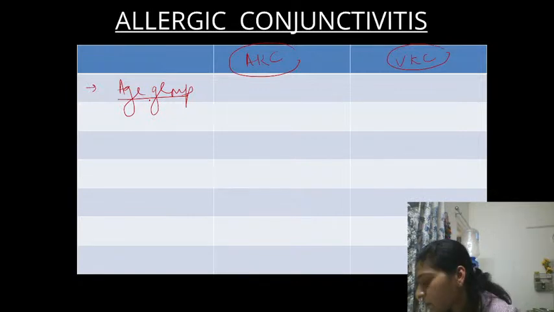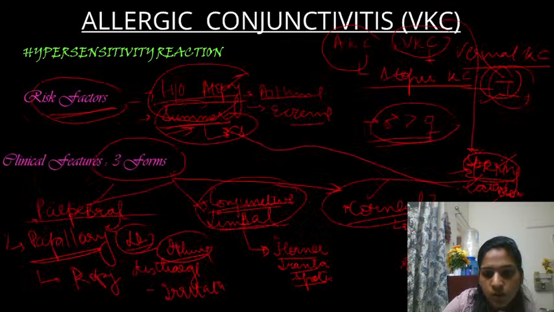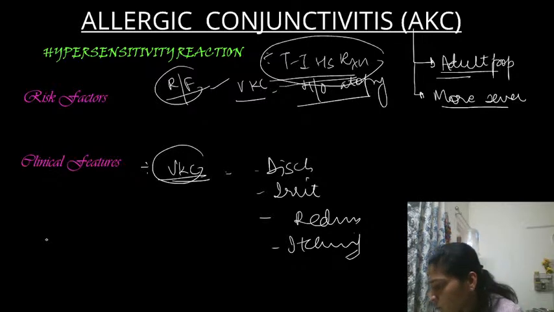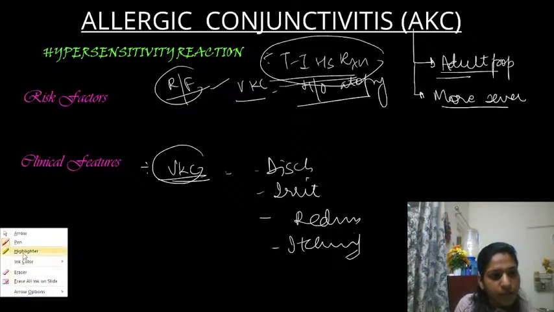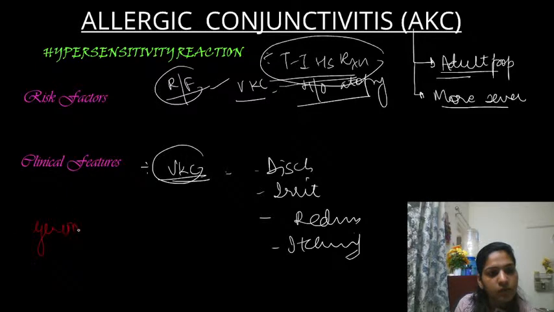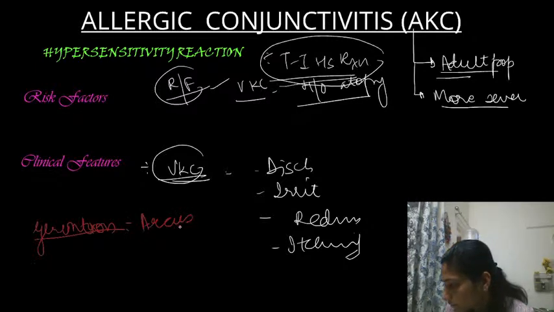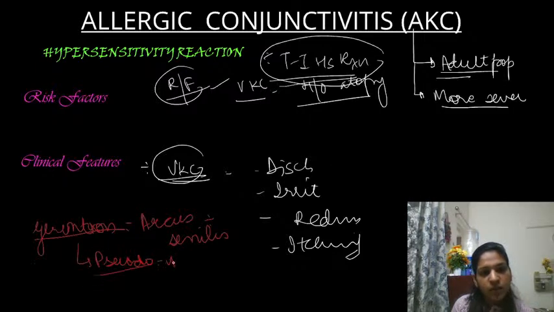Yes, pseudogerontoxon can also be present in VKC. I'll explain what pseudogerontoxon is. As you have asked me about pseudogerontoxon, you first have to tell me what gerontoxon is. What does gerontoxon stand for? It stands for arcus senilis in the cornea. Arcus senilis in the cornea is known as gerontoxon. So pseudo means it is a false gerontoxon, which occurs in VKC.